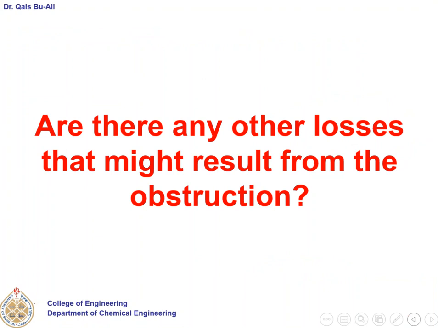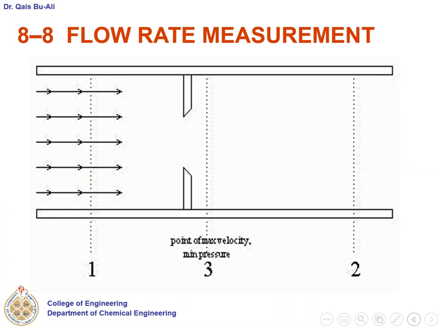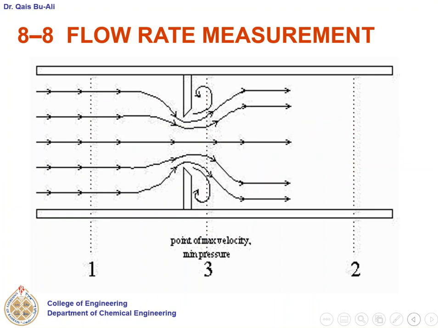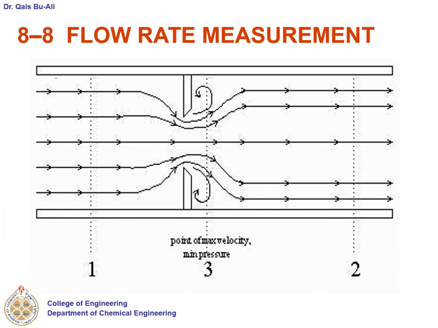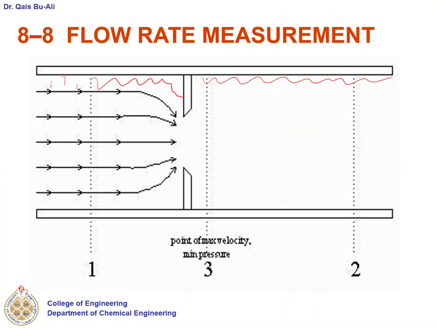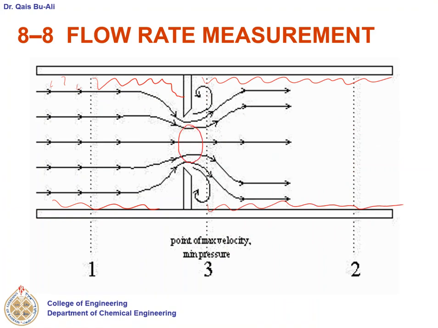So are there any other losses that might result from the obstruction? The first type of losses is the friction with the walls that I have to consider. Are there other types of losses? Let us look at this animation. As you can see, this is how the flow inside an orifice is taking place. So what's happening here? Still I have the friction with the walls here, all of this friction with the walls. I have another thing which is happening here, which is called vena contracta.